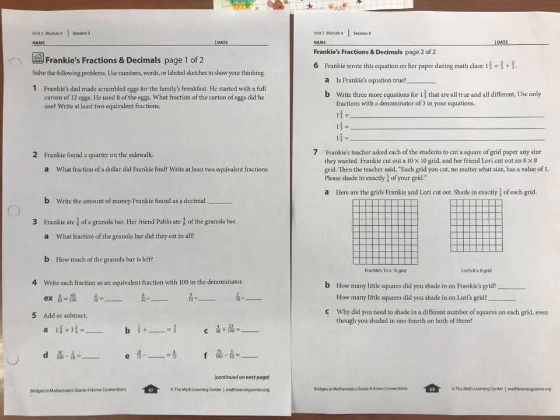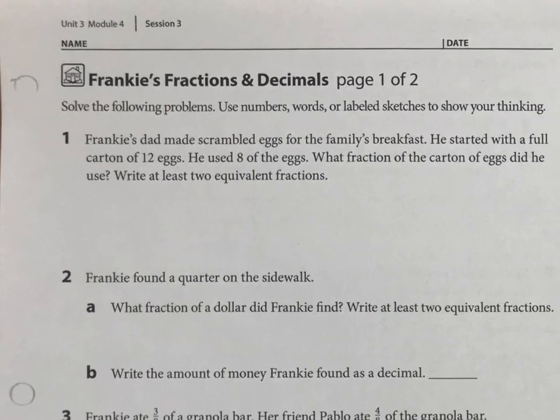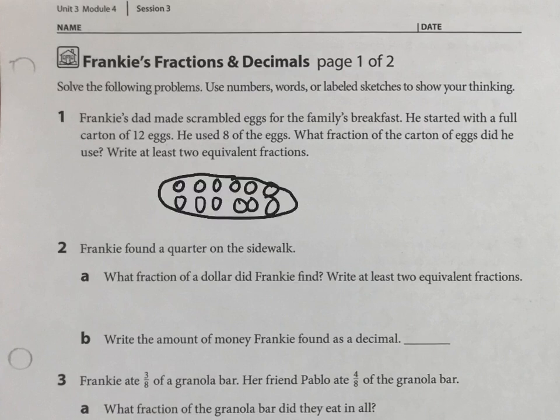All right, so let's look at this homework, Bridges Math 4th grade, Frankie's fractions and decimals. By this point of the unit on fractions and decimals, we should be pretty good with most of these. And this first one's very familiar. We're talking about 12 eggs, and he used 8 of them. So we've done this before.